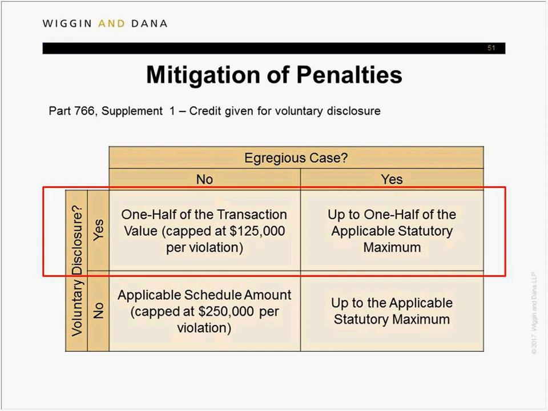And that doesn't mean that they will fine you $125,000 per violation. It just means that that's the maximum that they can impose. They may choose to impose nothing. And many, many voluntary disclosures indeed result in no penalty at all.